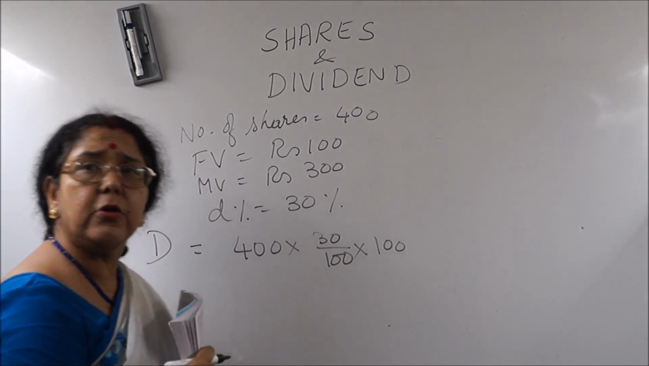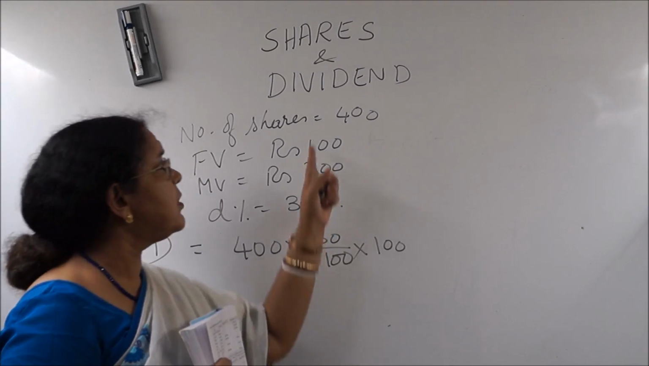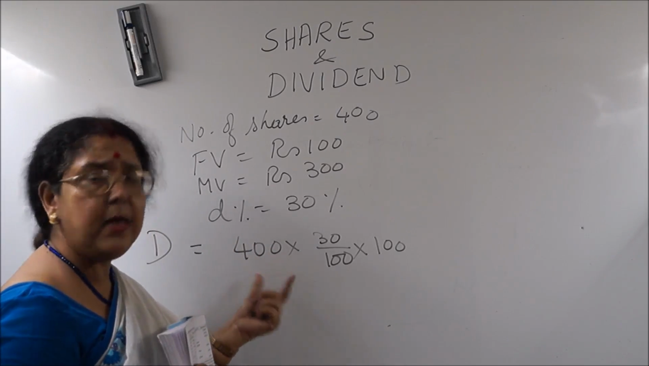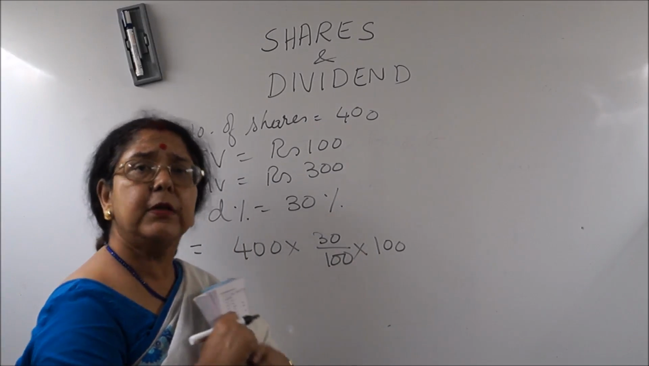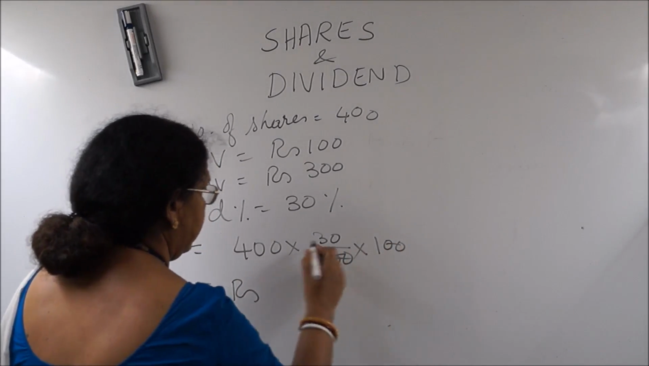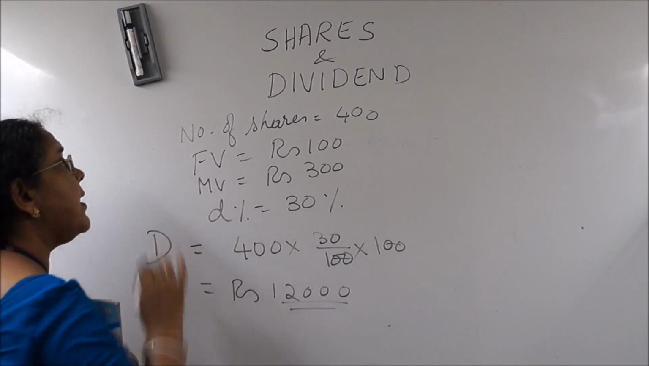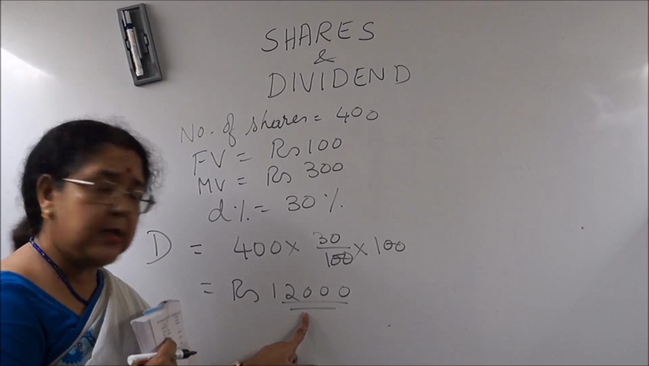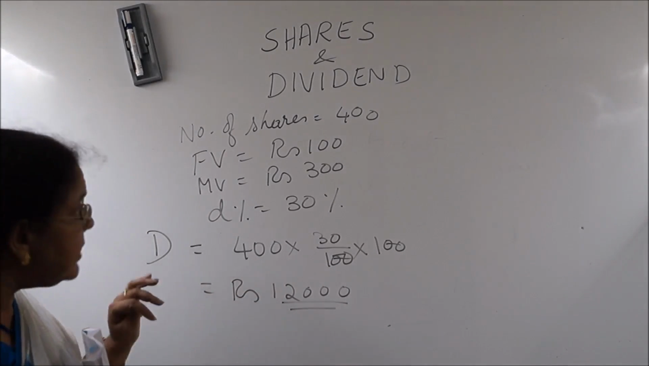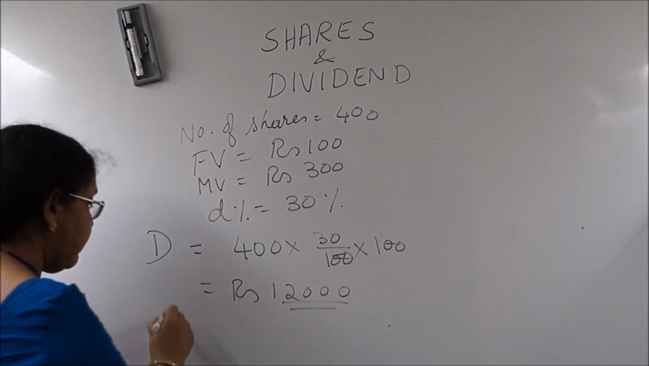Is this step clear? So the dividend that Priya will receive on each share is 30% of the nominal value. Since she has 400 shares, the total dividend received by her will be 400 into 30% of the nominal value, that is 100. So this will be equal to rupees 12,000. So this is the dividend which Priya gets from the company, that is 12,000 rupees. But this 12,000 she earns by investing at the rate of 300 rupees per share. So what is Priya's investment?